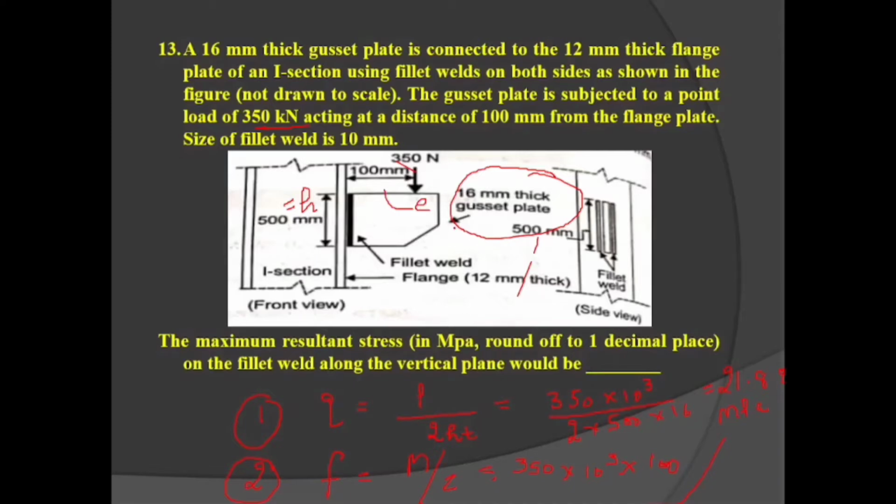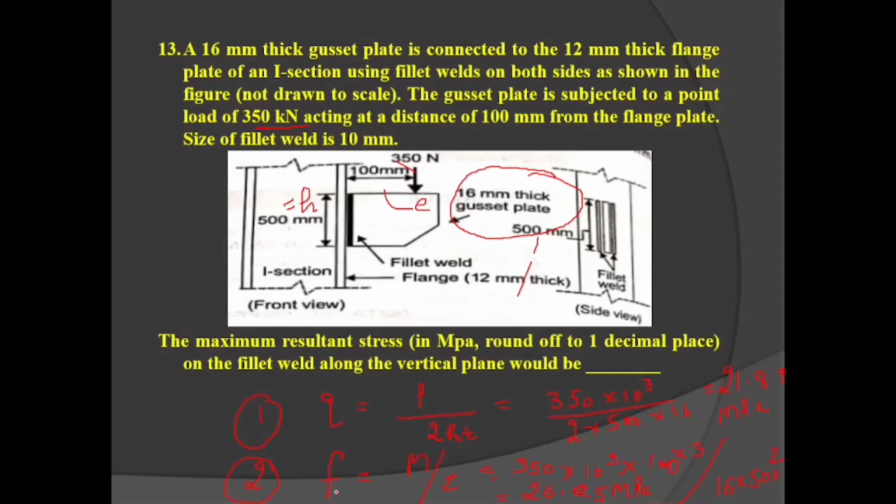and Z is I divided by Y maximum. I is the moment of inertia, and you can say Z is equal to basically BD square by 6. So this is 16 into 500 square divided by 6. After calculation, I found this value equal to 26.25 megapascal. So here we have the Q value, we have the F value.